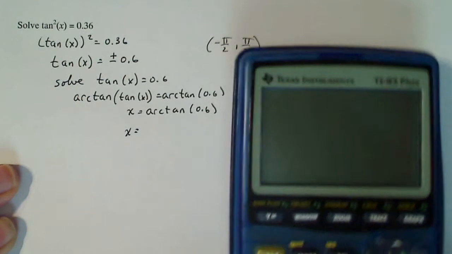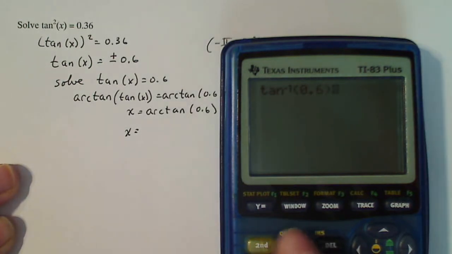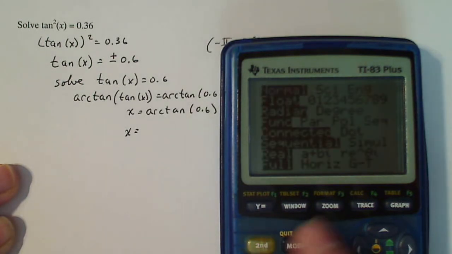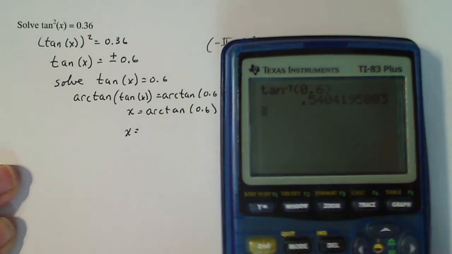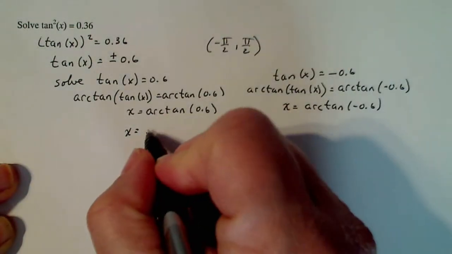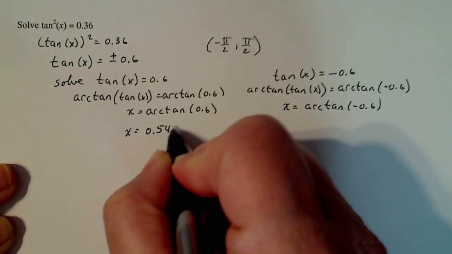So you go to your calculator. Remember, arctan is the same as tangent inverse. So tangent inverse of 0.6. Check to see in your mode if you're in the proper mode, and I'm in radian mode, which is what I want. I get 0.5404.